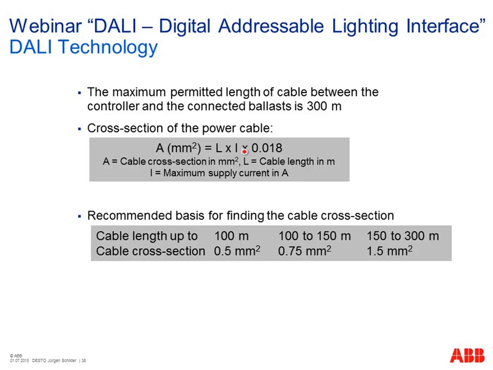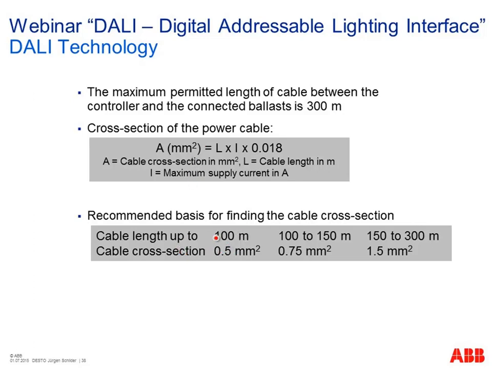So remember, each DALI device can use up to 2 milliamps, multiplied by the number of your DALI devices, multiplied by 0.018, and then you get a minimum cross section of your cable. Okay, you can calculate this, but here maybe it's a recommended basis.